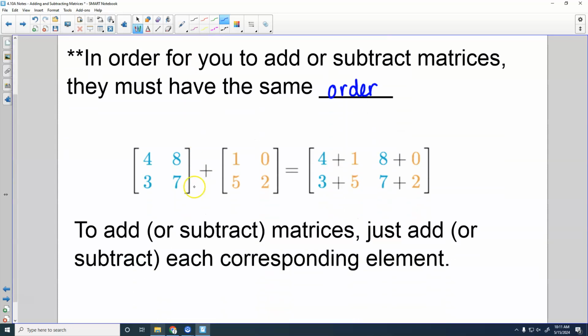And adding matrices is going to be super simple because you are just going to add the elements that are in the same spot. So, for example, 4 plus 1 would go here and we get 5, right? 8 plus 0 would go here and we get 8. 3 plus 5 would go here and we get 8. And then 7 plus 2 would be 9 and we would get this. So they wrote the intermediate step right there. Your final answer on this one would be 5, 8, 8, 9 for that.